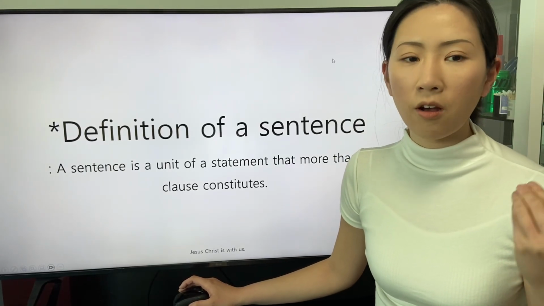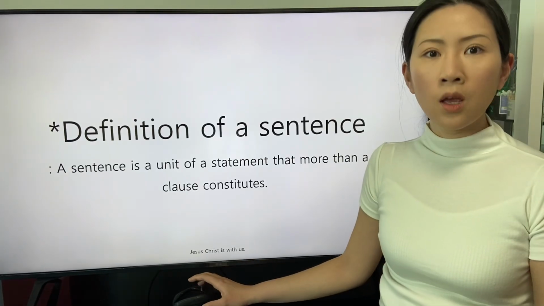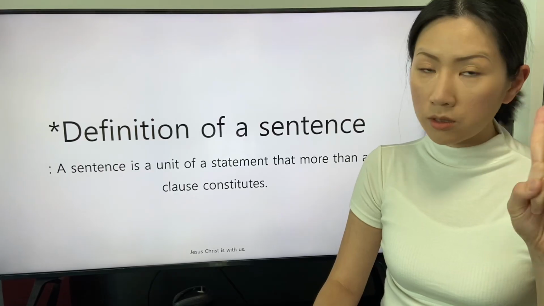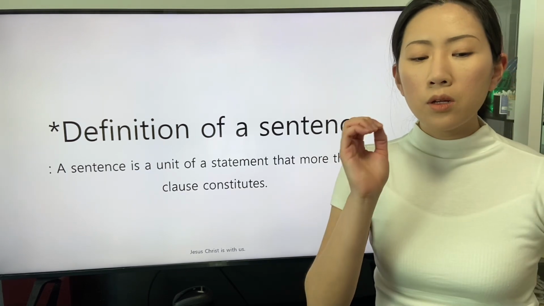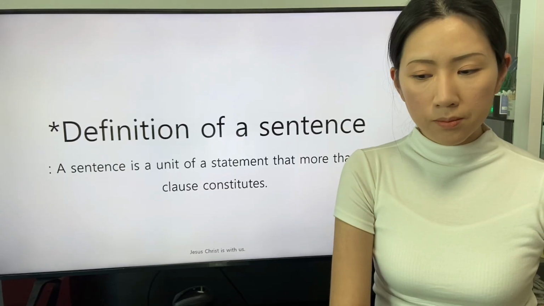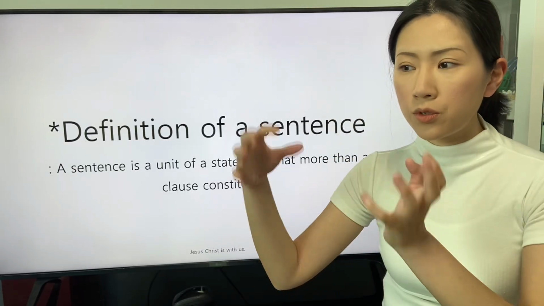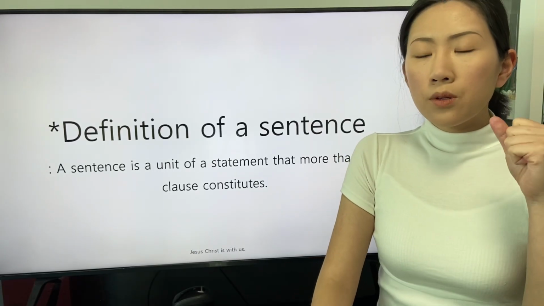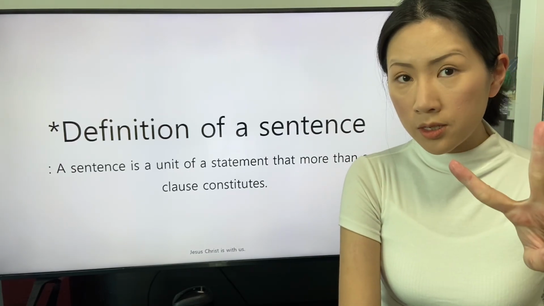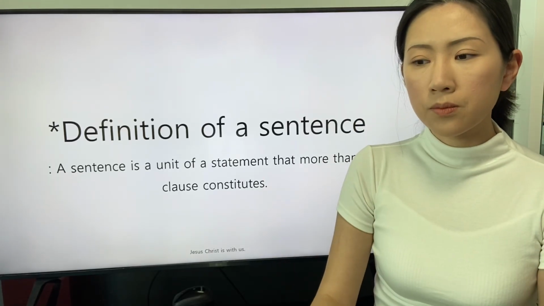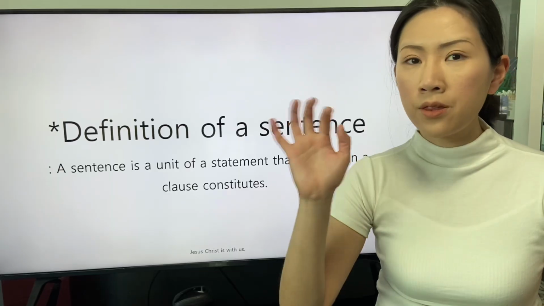A sentence is a unit of a statement that more than a clause constitutes. A sentence can be constituted with only a clause. A sentence can be constituted of more than two clauses. In a sentence that only a clause constitutes, it's okay to be without a conjunction to link a clause to the other clause. A sentence that more than two clauses constitute is constituted with a conjunction and the clauses.